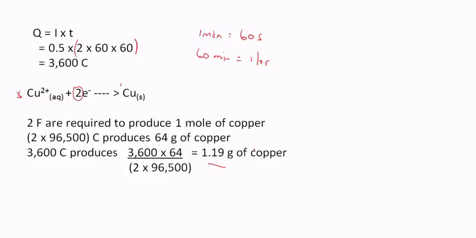So just to recap the steps, the first thing we need to do in all these calculations is to find the amount of charge flowing through the circuit. Next, we write the half equation so we can determine the number of Faradays we are dealing with, and then we set up our statements to determine what is required in the question.